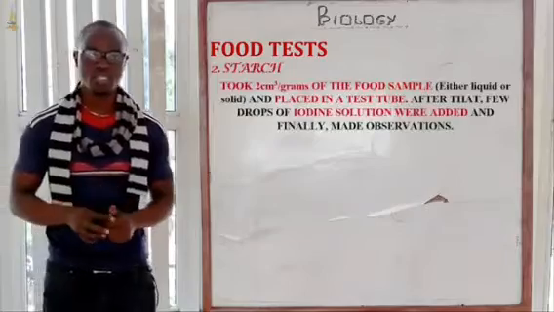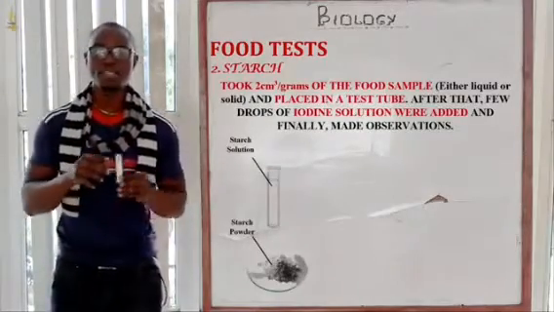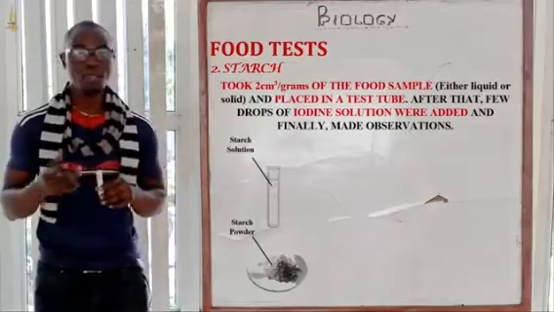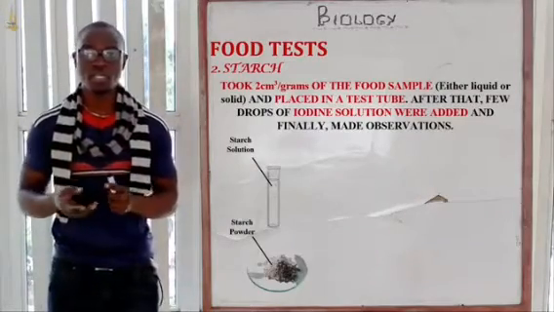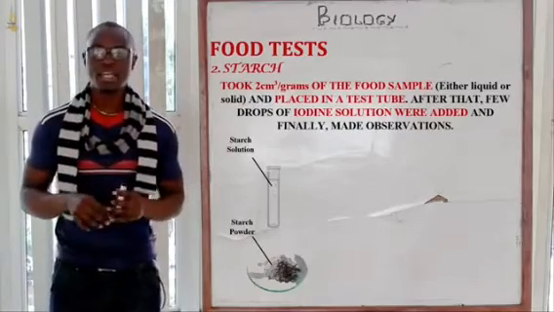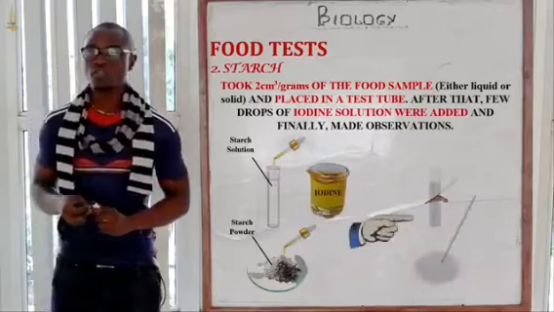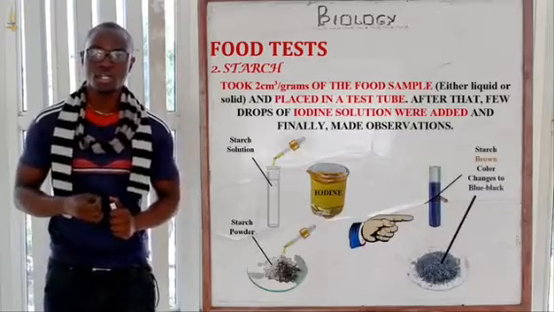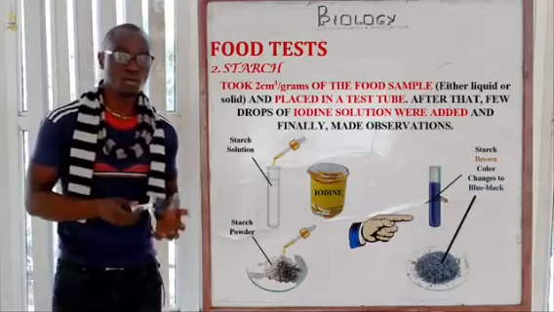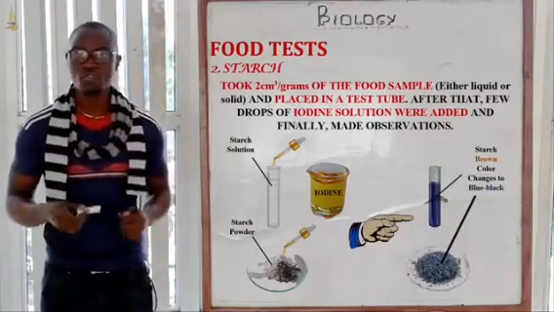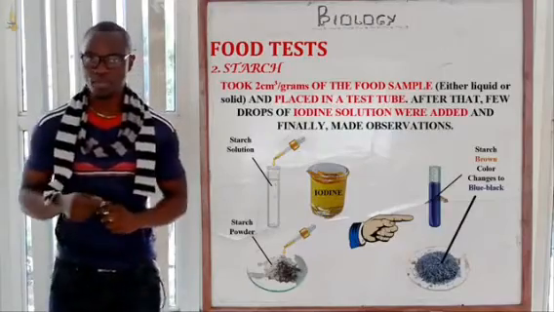Now let's look at the next one, which is testing for starch. How do you test for starch? First of all, you take the food sample and place it inside the test tube, maybe 1 centimeter cubed of it, or if it's solid, you place it there. Then you add a few drops of iodine solution, which is brown in color. If starch is present, the brown color of the iodine solution will change from brown to blue-black.